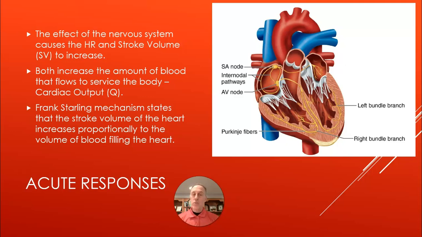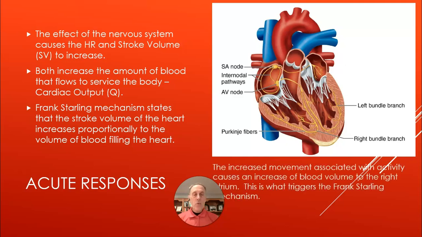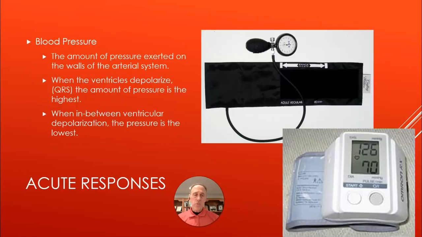But the first part of it is from the response of articulation of the joints and the muscles moving. And so it's the increased movement associated with the activity that causes the increased blood volume back to the heart. That's what triggers the Frank-Starling mechanism.